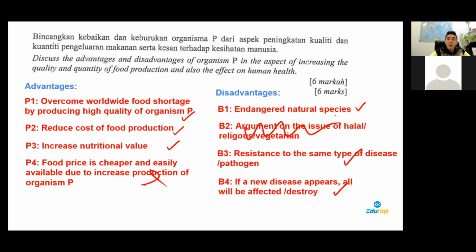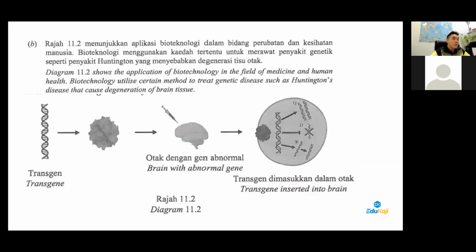Okay, for B, guys, let's look at question B. So diagram 11.2 shows the application of biotech in medicine and human health. Okay, so how to treat, they tell you here, genetic disease, Huntington's disease. Guys, from this picture here, you should know that we are talking about gene therapy, whereby we use normal gene to replace the abnormal gene.